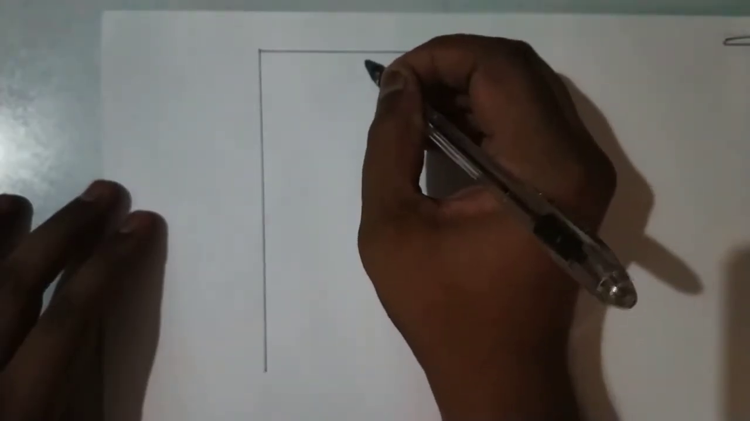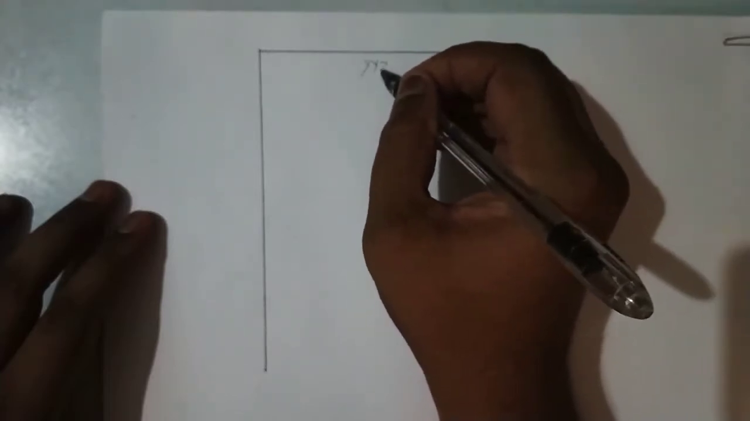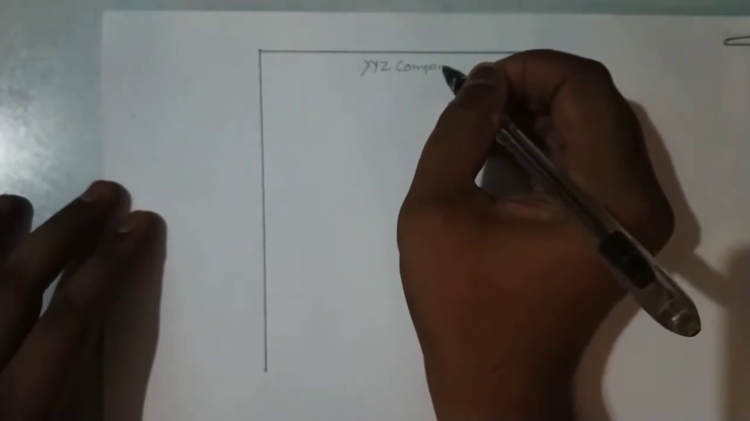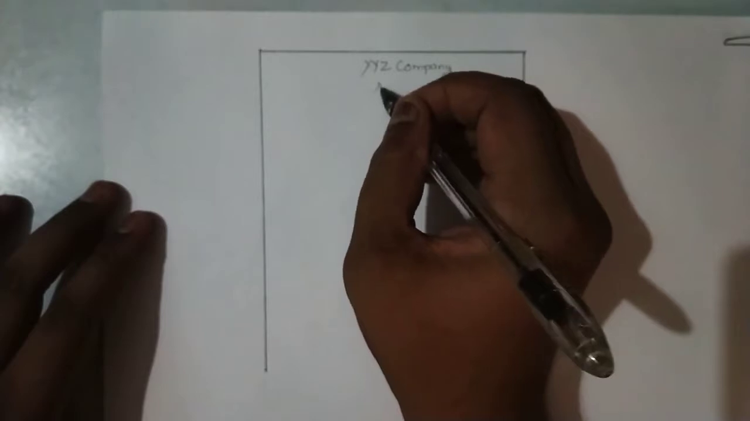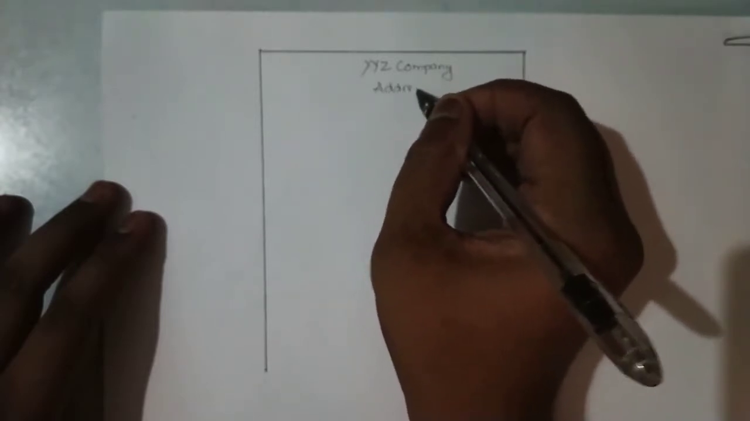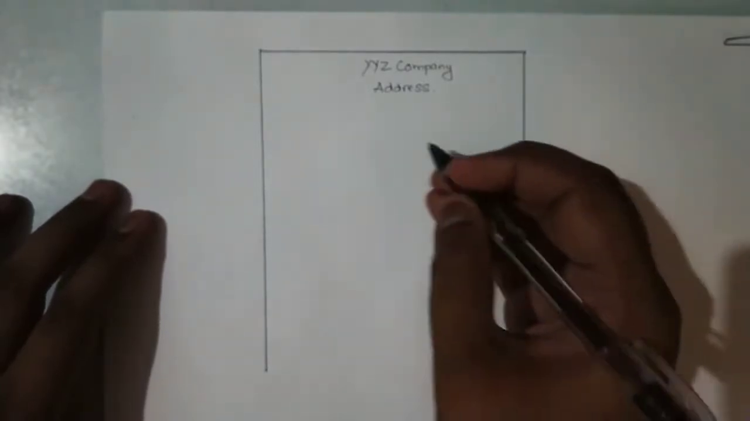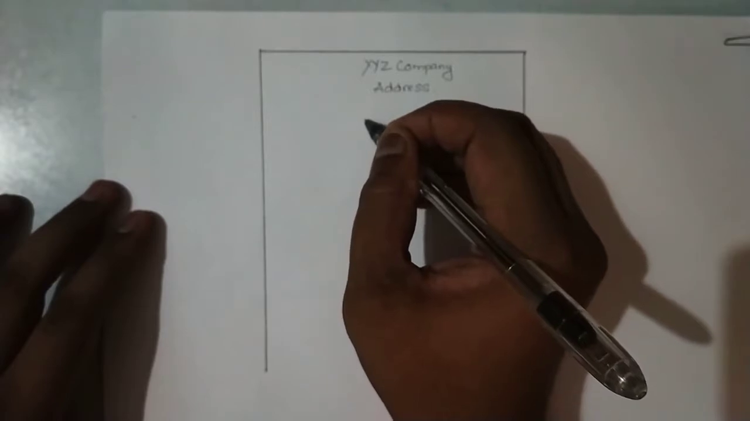So let us write any name over here, for example XYZ company, and some address below it. So I am just going to write address, whatever the address is. After that, we are going to write the word cash voucher in bold in the center.